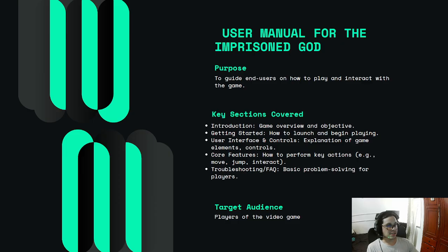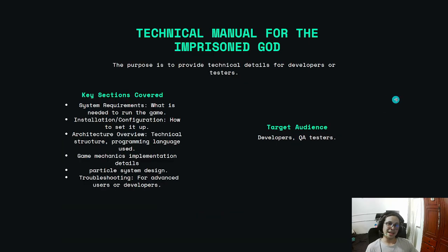Purpose: this is for developers or other testers. Content: it includes system requirements, how to install the code, and details about the game architecture and the particle system. Target audience: developers and QA testers. Technical manual for the Impressioned God code. The purpose is providing technical detail for developers and testers.